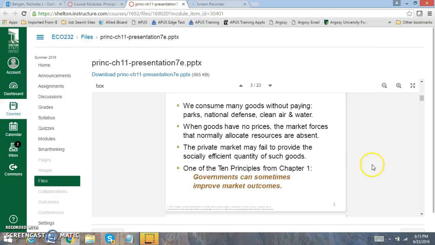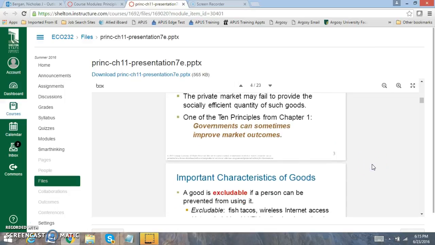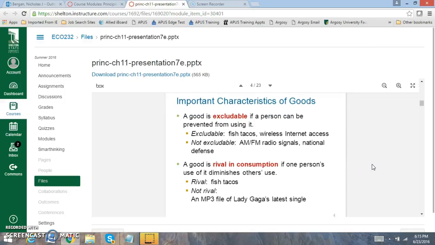Now, when we look at Chapter 11, we're going to be looking at 2 types of goods, public goods and private goods. A public good is both non-rival and non-excludable. A private good is excludable and rival. You'll notice that the government has to provide support.